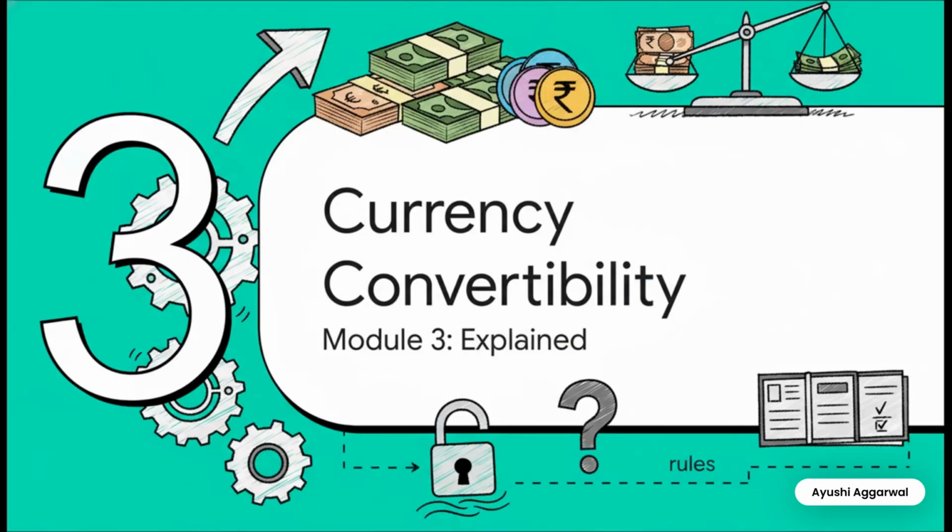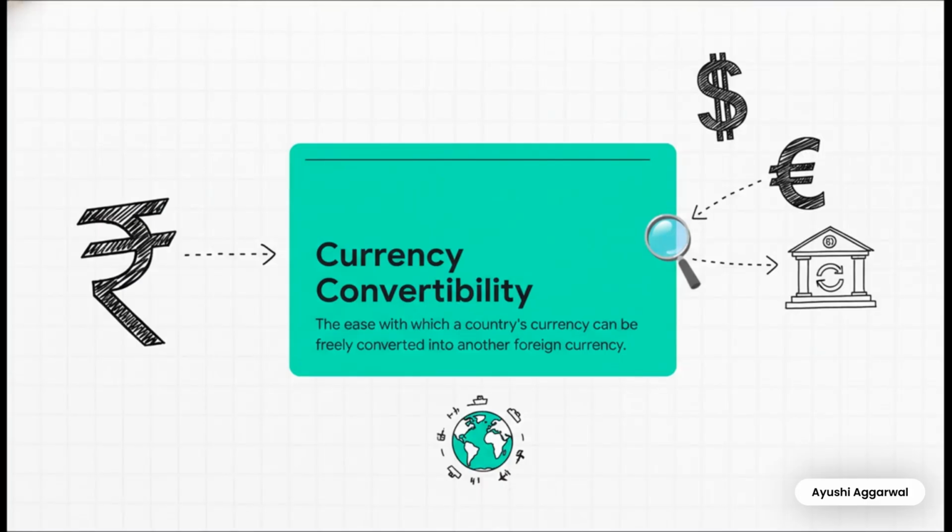Let's keep building. That brings us right to our third module. We've established the rate is market-based. So, does that mean we can just convert any amount of rupees into dollars whenever we want? Are there any rules? Well, this very idea, the freedom to convert our currency, is known as currency convertibility. In simple terms, currency convertibility is all about freedom.